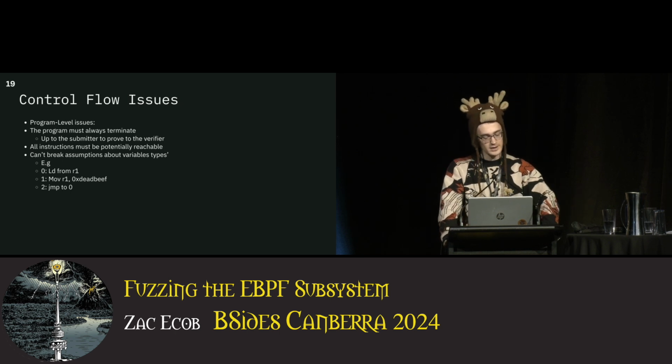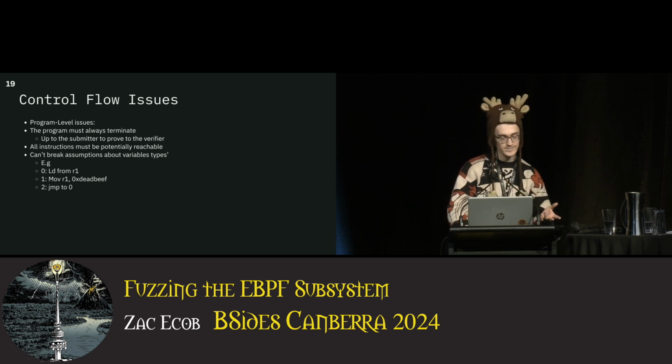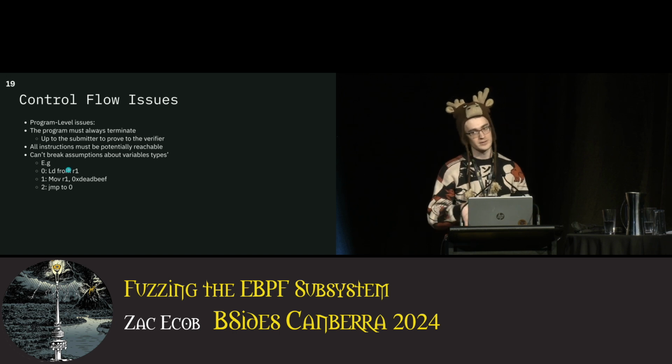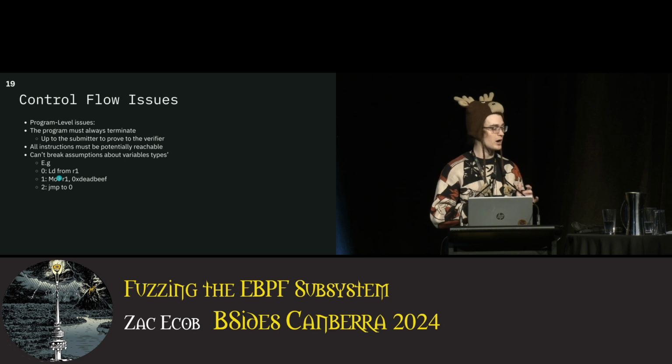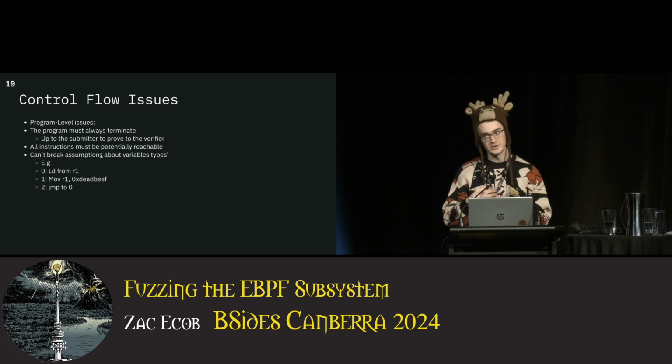And then lastly, we can't break assumptions about the variables' types. I didn't know how to phrase this elegantly, but in this example, say we load from register R1, indicating it is a pointer, and then we move dead beef into R1, which is a scalar. And then we say jump back to 0. Now if we try to load again, we're loading from a scalar, which is obviously not valid. So we need to make sure we are not breaking our type system here.